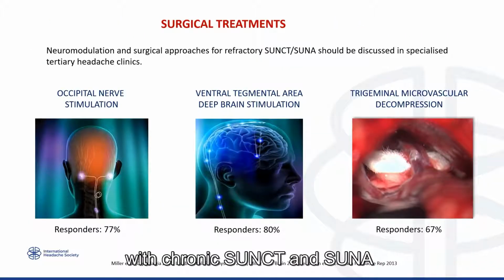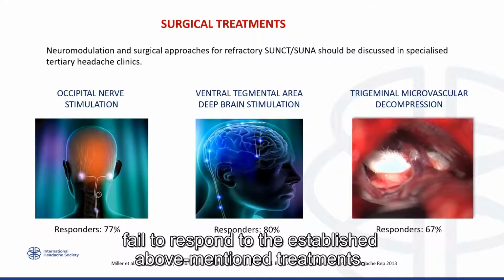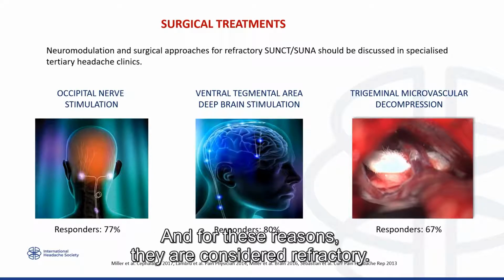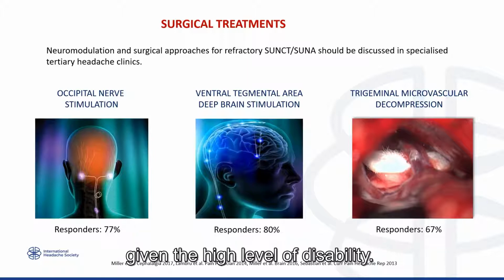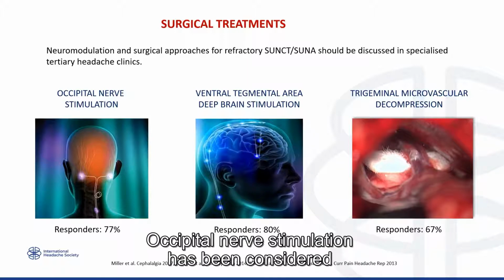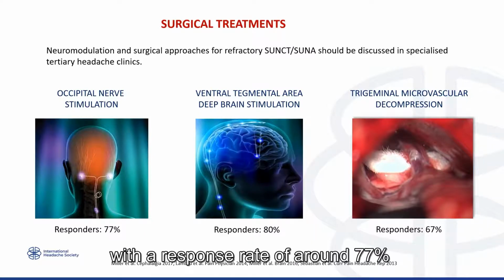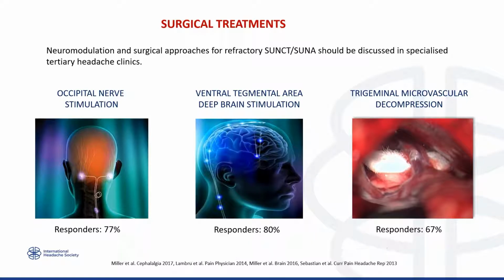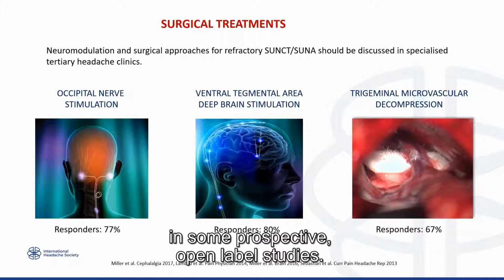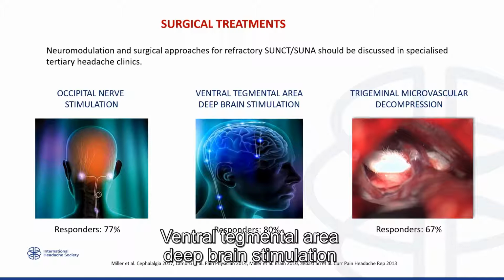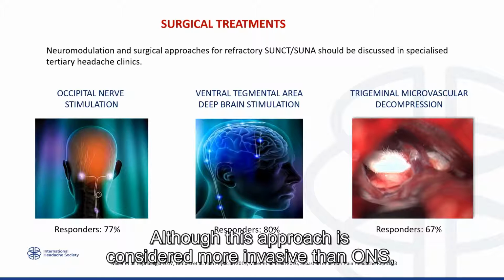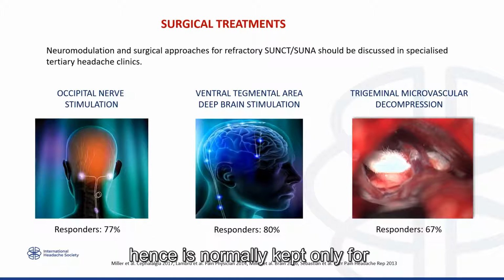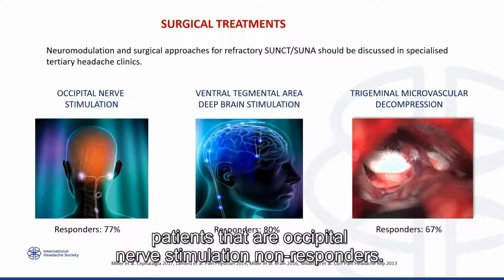Unfortunately, a minority of patients with chronic SUNCT and SUNA fail to respond to the established above-mentioned treatments, and for this reason they are considered refractory. For these patients, neuromodulation approaches could be justified given the high level of disability. Occipital nerve stimulation has been considered the treatment of choice for some years, with a response rate of around 77% in some prospective open-label studies. Ventral tegmental area deep brain stimulation has also been shown to be very effective in about 80% of patients, although this approach is considered more invasive than ONS, hence is normally kept only for patients that are occipital nerve stimulation non-responders.